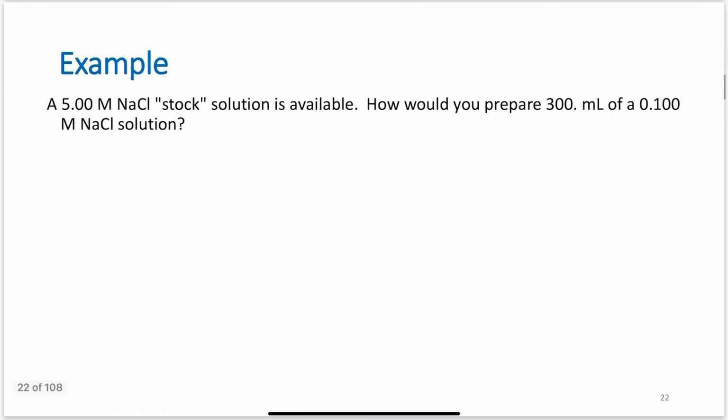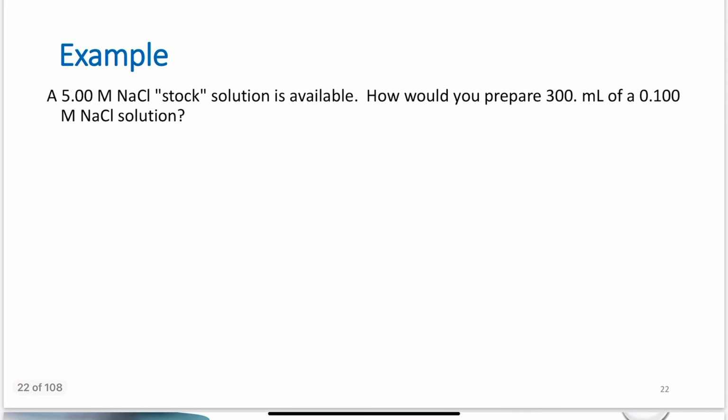Let's work one more example for this section. A 5 molar NaCl stock solution is available. How would you prepare 300. mils of a 0.1 molar sodium chloride solution? So this is definitely dilution. M1V1 equals M2V2. So write down what we want to know. Well, we've got 5 molar stock solution. So that means the M1 is 5 molar. We want to prepare 300. mils, which means V2 is 300. mils.